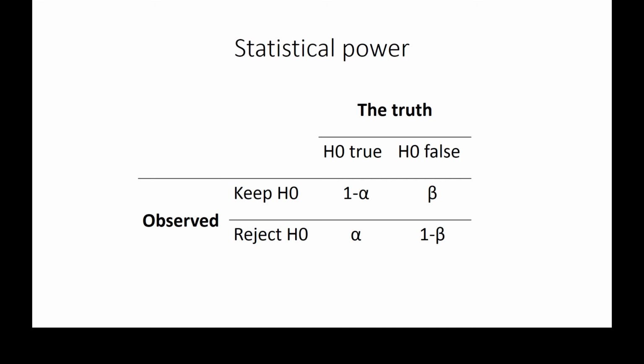Statistical power is the probability of rejecting H null if H null is false. In this table, the power is equal to 1 minus beta. Note that the significance level is alpha. So if H null is true and alpha is 5%, we keep H null 95% of the time and reject it 5% of the time. If H null is false, the false negative rate is beta, right? So as mentioned, this depends on both alpha and n, but also the distribution of the data and the effect size.